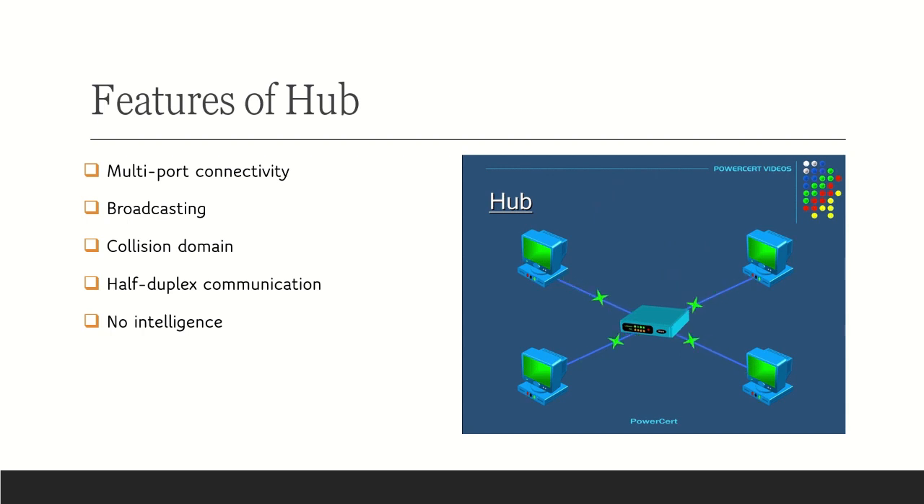A hub shares the same collision domain, so collisions may occur during transmission. This device uses half duplex communication, so it can only transmit or receive data at a time. There is no intelligence in this device.